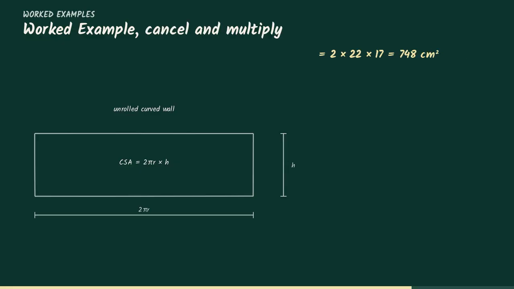Finish the arithmetic with the cancel. Put in 22/7. The 7 cancels, leaving 2 times 22 times 17. That is 748 square centimeters.